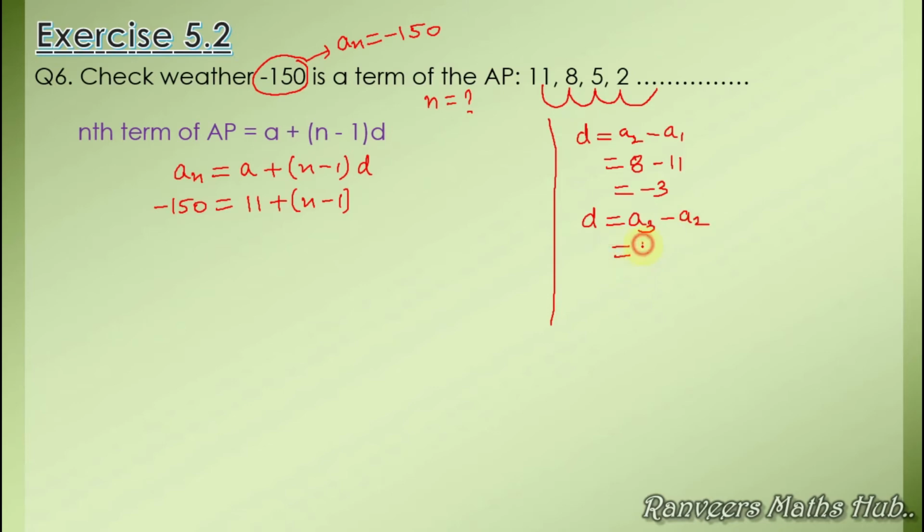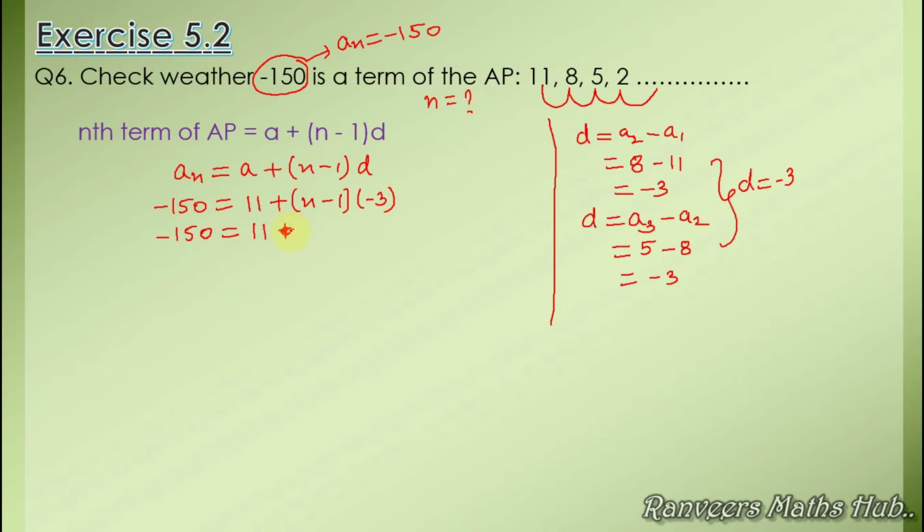So a3 is what, 5 minus 8. So again we are getting minus 3. Now we are confirmed that the value of d is minus 3. So put this value here, minus 3. Now just solve it. So minus 150, which is equal to 11.